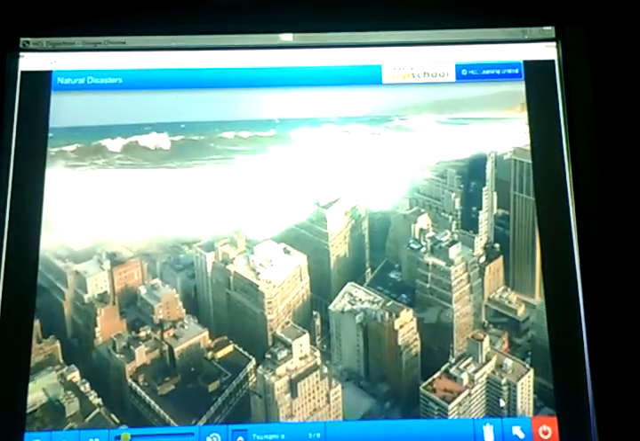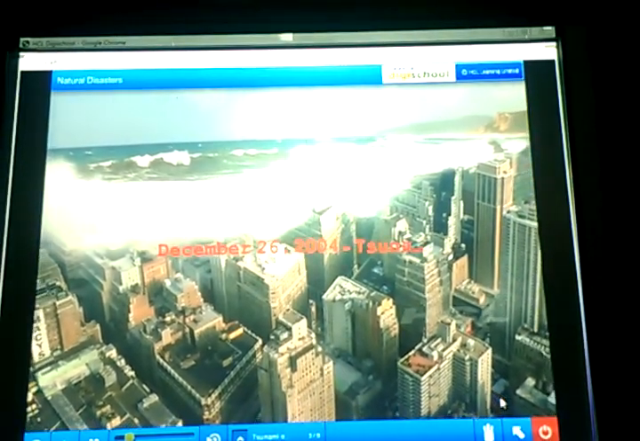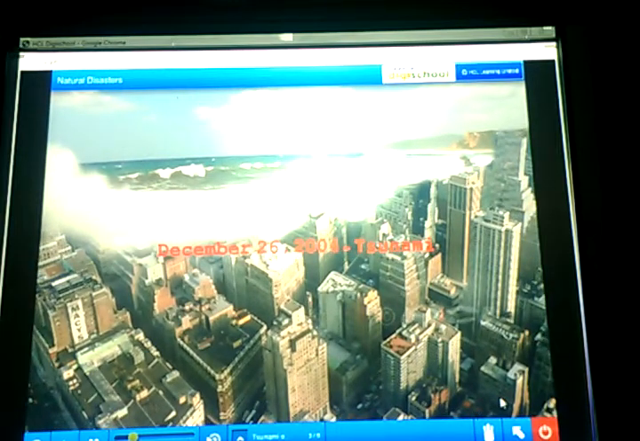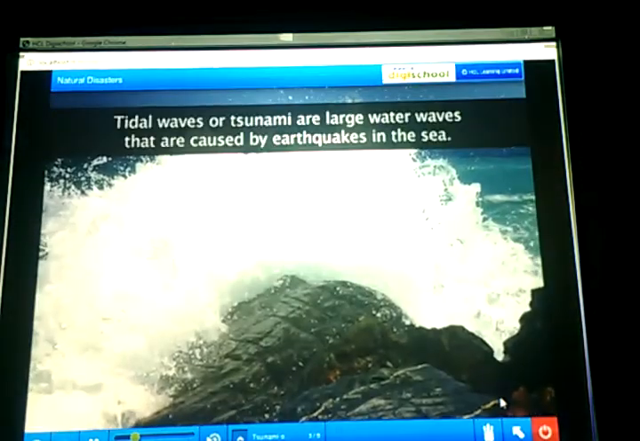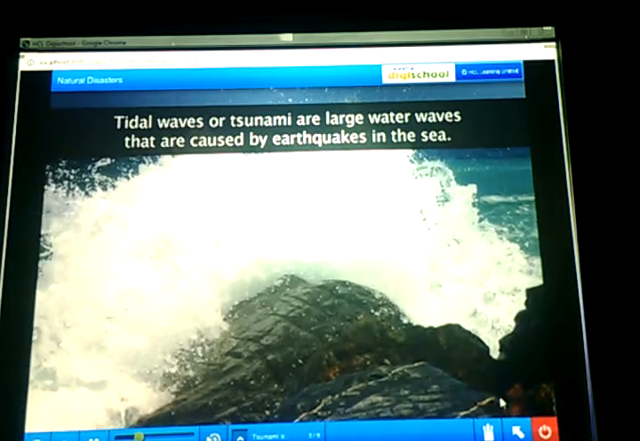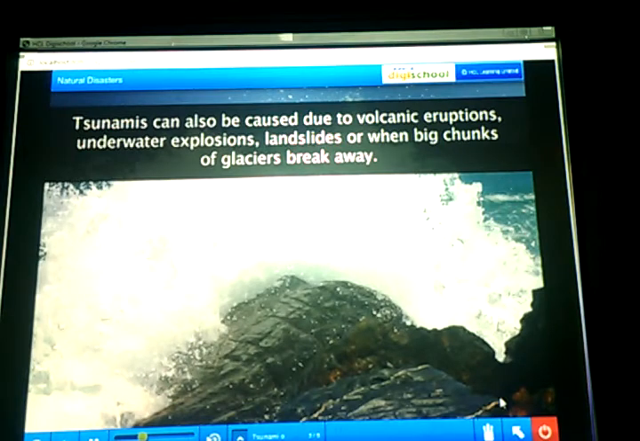Another natural disaster called tsunami hit the Indian Ocean on December 26, 2004. Do you know what a tsunami is? Tidal waves or tsunami are large water waves that are caused by the earthquakes in the sea. Do you know that besides earthquakes, tsunamis can also be caused due to volcanic eruptions, underwater explosions, landslides, or when big chunks of glaciers break away?